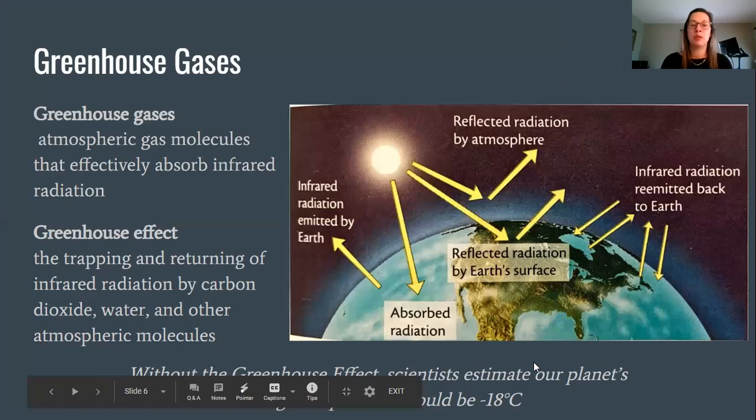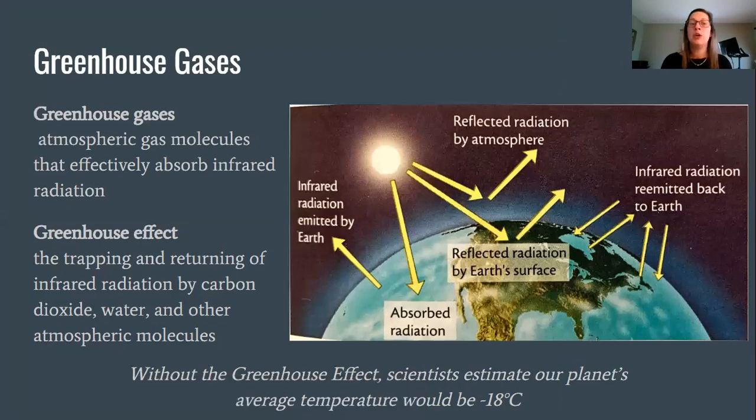So what does this have to do with our climate? Well, to help us with that, we have to talk about greenhouse gases. Greenhouse gases are any atmospheric gas that absorbs infrared radiation, or that heat radiation. The greenhouse effect is when those gases actually trap the infrared radiation, or they return the infrared radiation, like carbon dioxide, water, and other atmospheric molecules.